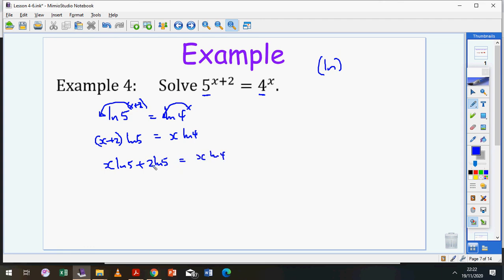So x natural log of 5 and x natural log of 4 are common terms which I can collect. I can collect like terms. I'm going to subtract x natural log 4 from this side and subtract x natural log 4 from the other side, and then I'll have x natural log 5 minus x natural log 4 is equal to, since I want to get just x on its side, I'm going to move this whole thing to the other side, and it will be negative 2 natural log 5.